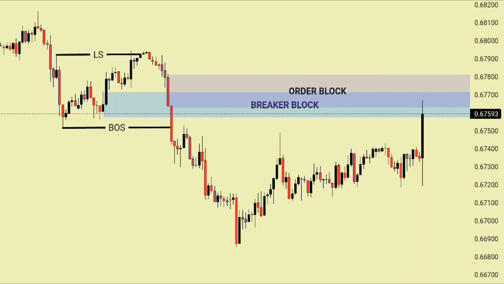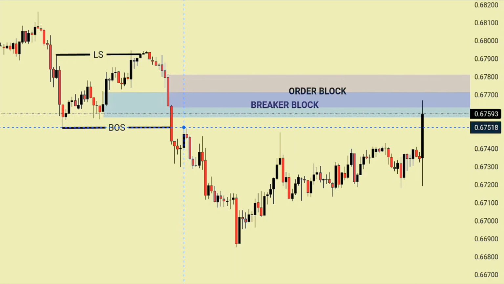Price often returns to these zones because the market needs to fill remaining orders that were not executed during the initial move. The presence of an order block inside a breaker block creates a layered structure, a premium supply zone with strong logical justification. This stack of institutional zones significantly increases the probability that price will reject from this area.